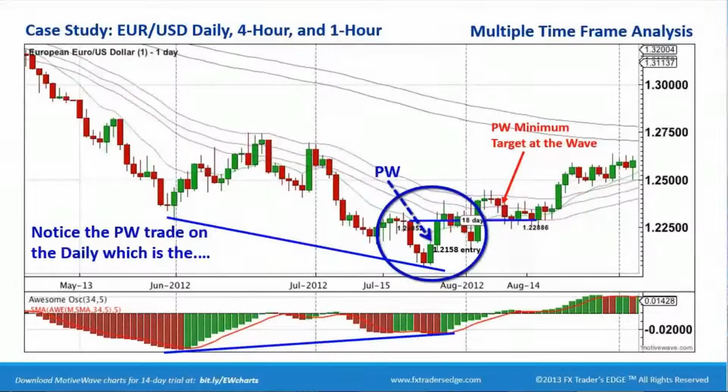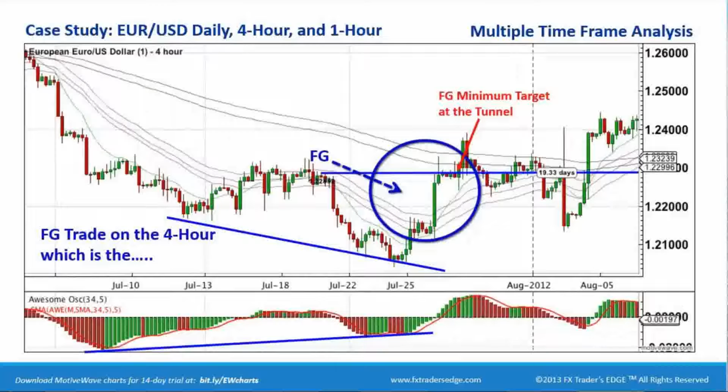Enter the trade with a reversal candlestick pattern such as a hammer, a shooting star, a morning star, and engulfing candles. Is there a reversal pattern on the chart? Yes, there is. This is called an engulfing pattern. So notice the PW trade on this daily chart, which is the fill the gap trade on the 4-hour chart, which is the... Let's keep the suspense going while we analyze the fill the gap trade.